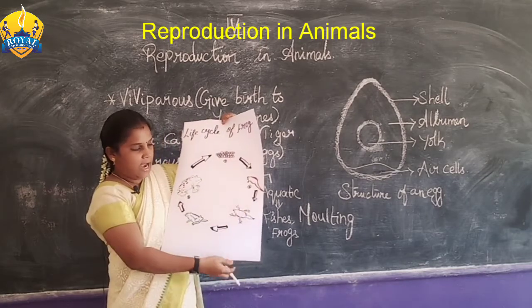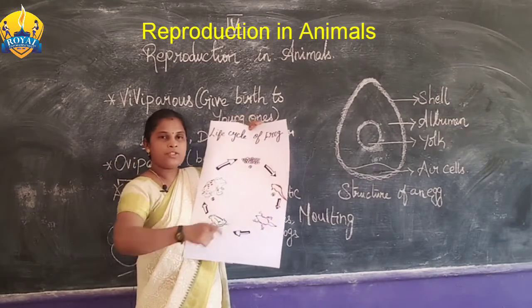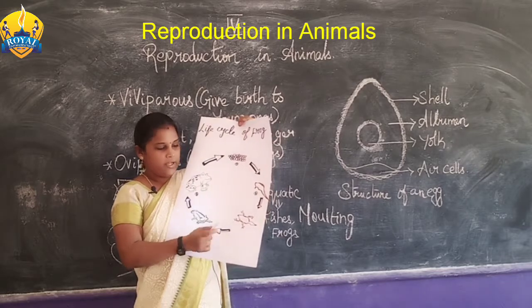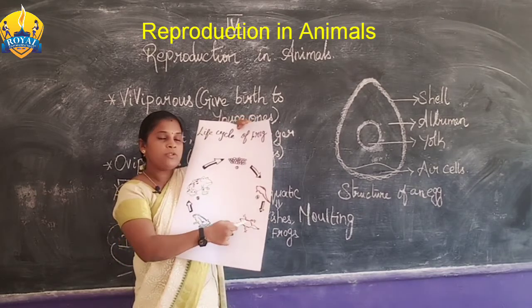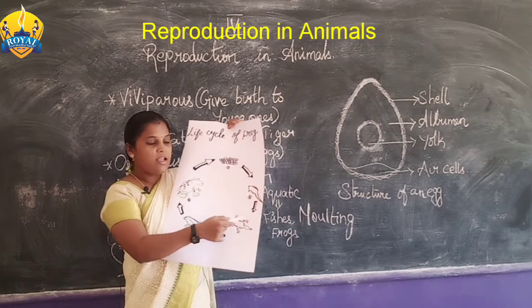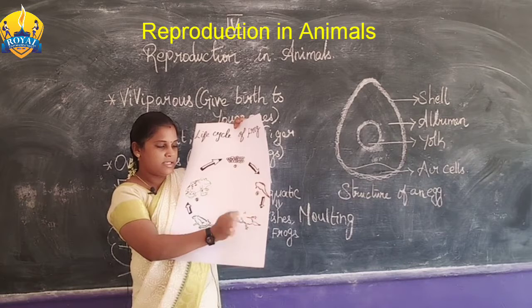After this tadpole stage, it takes 5 weeks to grow the legs. So after 5 weeks, the legs will start growing for the frog and the tail becomes shorter. It will be small in size.